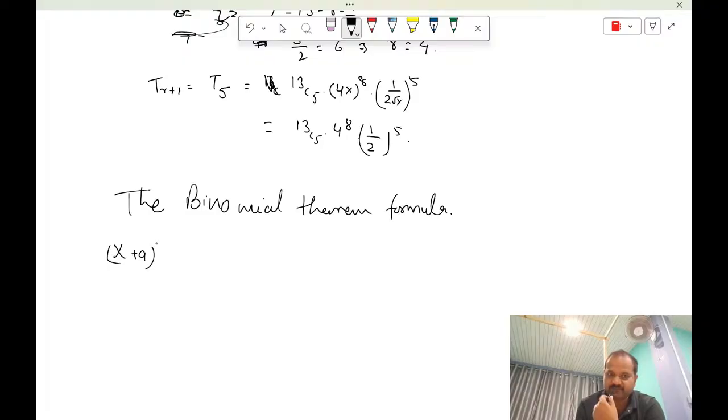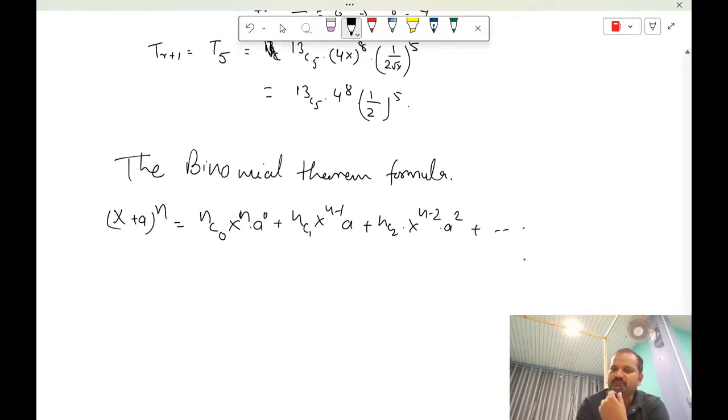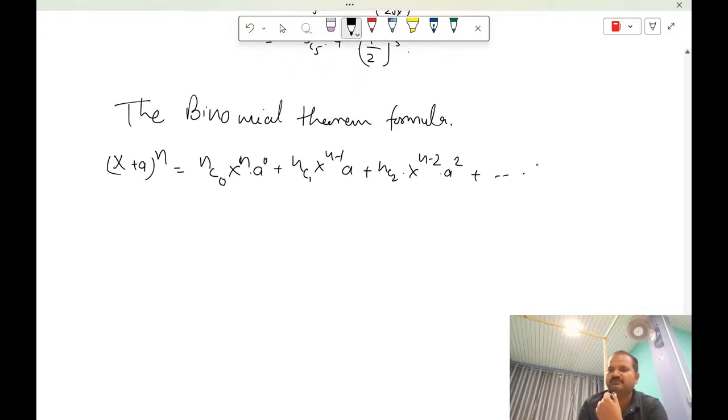If it is given x plus a whole to the power n, so it can be written as nC0 x to the power n into a to the power 0 plus nC1 x to the power n minus 1 a to the power 1 plus nC2 x to the power n minus 2 a to the power 2 plus any general term can be written as, that is nCr x to the power n minus r into a to the power r, and the last term will be nCn x to the power 0 and a to the power n. So this is the expansion of x plus a whole to the power n.